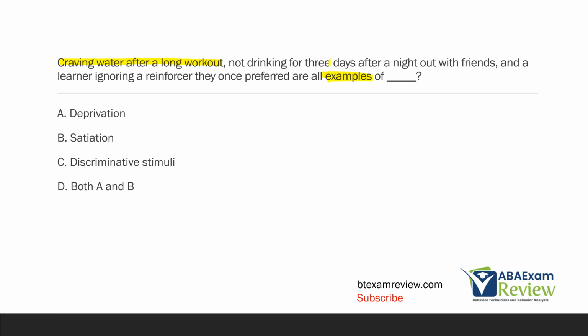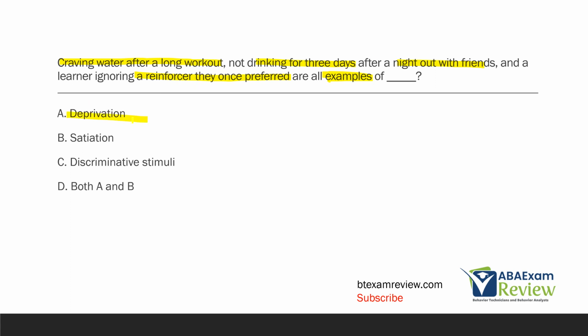Okay, so not drinking for 3 days after a night out with friends. So you go out and then you don't drink for 3 days. You've been satiated on going out and drinking, right? And then a learner ignoring a reinforcer they once preferred. So they've got too much of the reinforcer. Now they've ignored it. Seems to me they've also been satiated. So the first one, craving water after a long workout, you were deprived. So A, deprivation. However, we also have not drinking for 3 days after a night out with friends. You were satiated. And the learner ignoring a reinforcer they once preferred, also satiated.